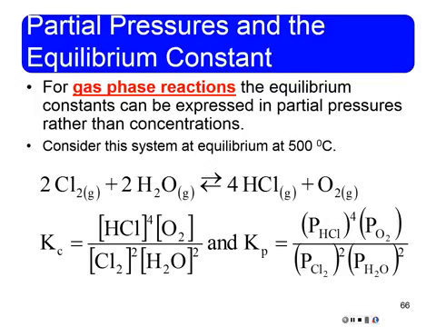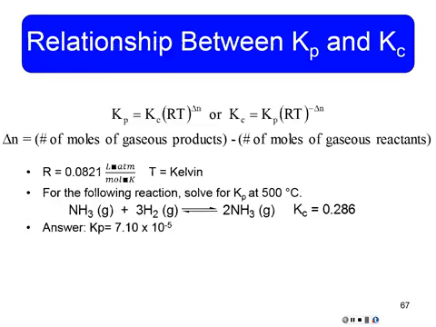So we can plug in the concentrations of our products over reactants, or if we're in the gas phase and we know the pressure of these gases, we can plug in the pressures as well. So here's where you'd have pressure of HCl, pressure of oxygen. These might be in atm. So we can do both. We can put that into the same equation, and then we can also relate the two.